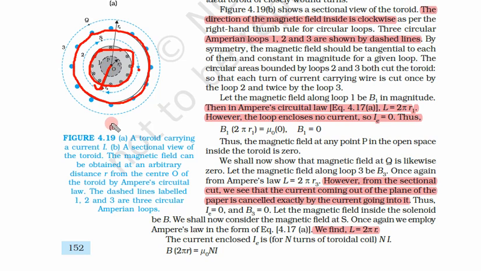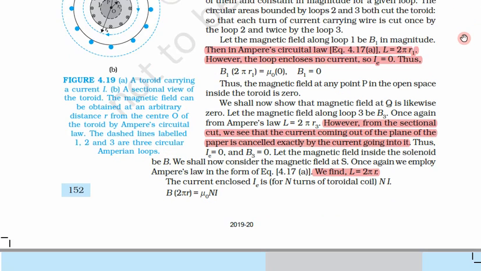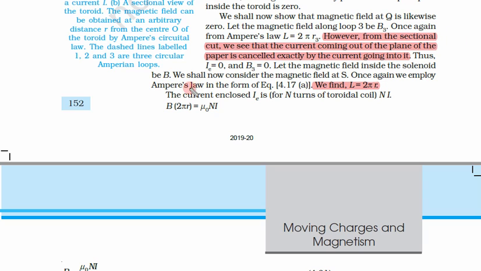The radius in this case is R2, the outside radius is R3, the inside radius was R1, and this time the radius is R2. Now let us see what will happen in this case. Let the magnetic field inside the toroid be B. Once again we apply Ampere's circuital law.